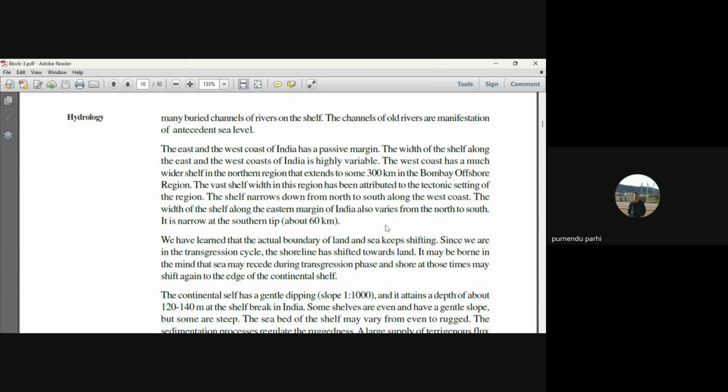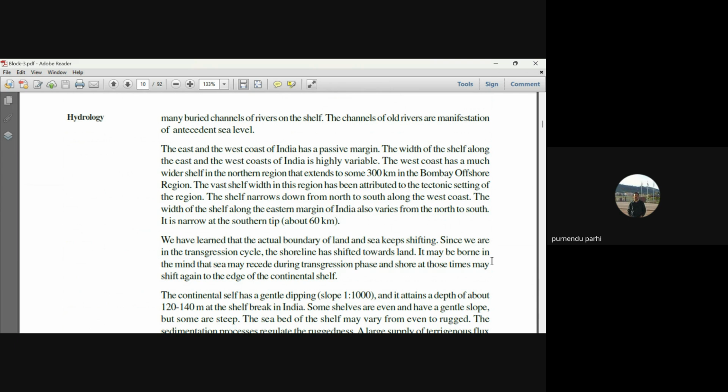The east and the west coast of India have a passive margin. The width of the shelf along the east and the west coast of India is highly variable. The west coast has a much wider shelf in the northern region that extends to some 300 kilometers in the Bombay offshore region. The vast shelf width in the region has been attributed to the tectonic setting of the region. The shelf narrows from north to south along the west coast. The width of the shelf along the eastern margin of India also varies from north to south. It is narrow at the southern tip, about 60 kilometers.